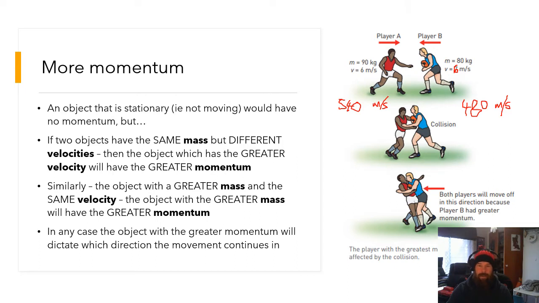In this instance, player A has the greater momentum, which means they're going to continue in that direction. Okay, hope that clears up momentum for you.